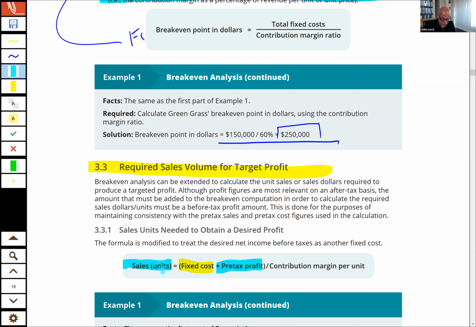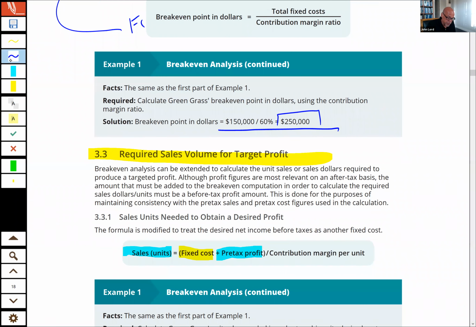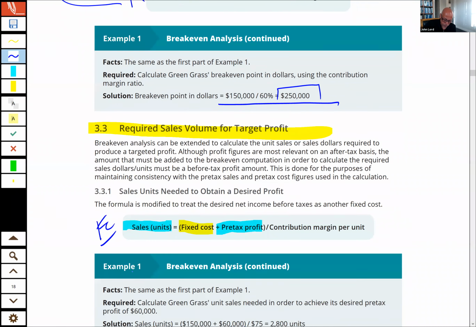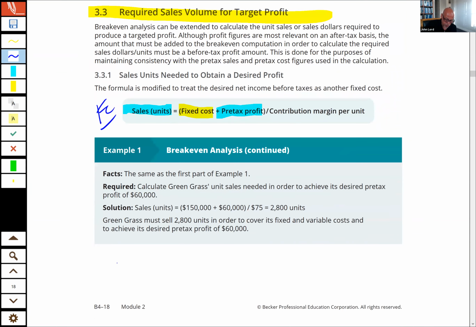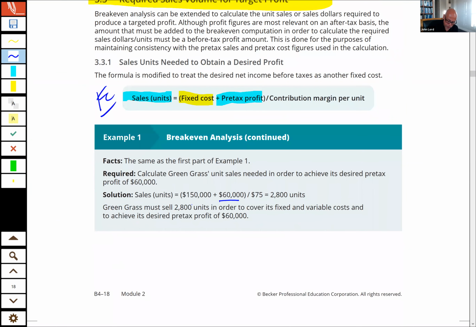So the only thing that changes here, and you can flashcard this, is you're just simply going to add the target profit onto the fixed cost. And that's what they did. They said they wanted a $60,000 profit. They divided that by the contribution margin. And it shouldn't surprise us that you have to sell 2,800 units to now generate a profit versus the 2,000 that you needed just to break even.